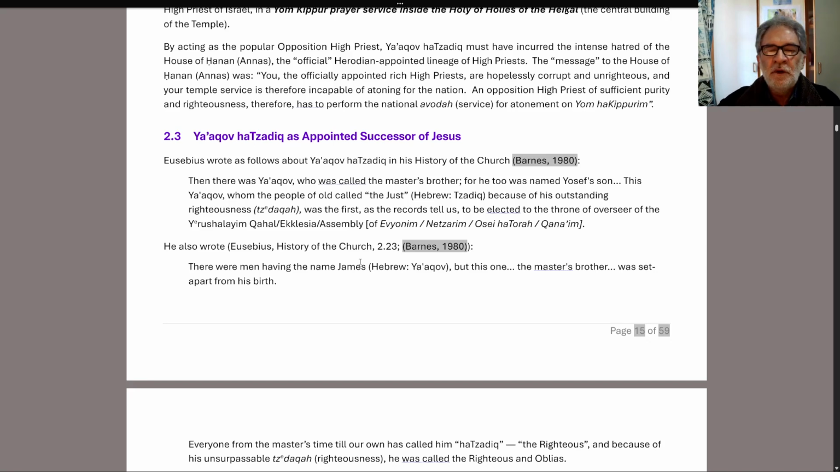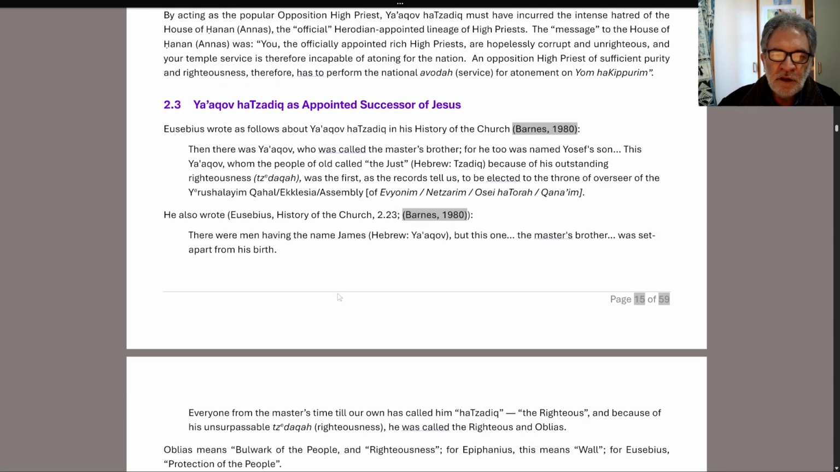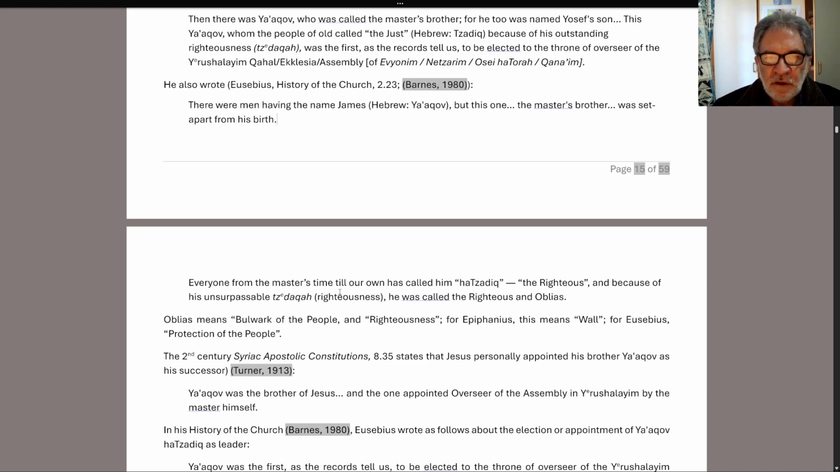Okay, Eusebius also wrote as follows: there were men having the same name, James, Yaakov, but this one, the master's brother, was kadosh from his birth. He was set apart. He was, as you say in German and Afrikaans and a couple of other languages, ganz anders. There was an author from the neo-Marxist Frankfurter Schule, Max Horkheimer, and he wrote a book, Die Sehnsucht nach dem ganz Anderen. It was translated with a horrible English translation, The Quest for the Holy. But the German is thousands of times more potent and stronger than the English. The English just doesn't work.